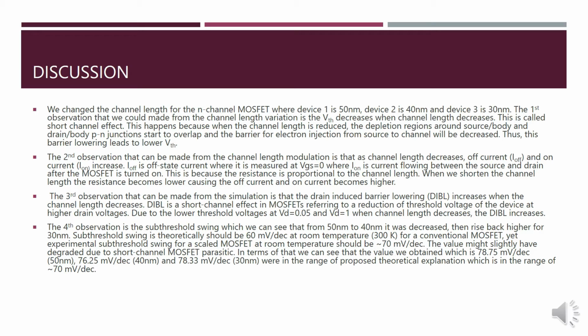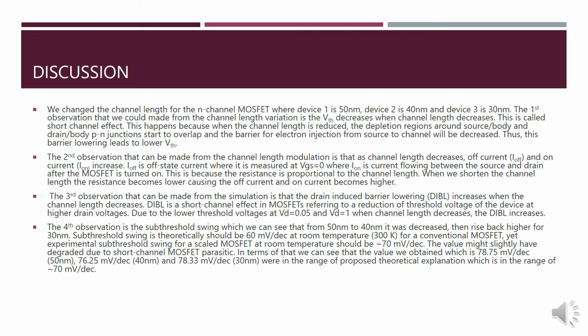The observation that we could make from the channel length variation is that threshold voltage decreases when channel length decreases. This is called short channel effect. This happens because when the channel length is reduced, the depletion regions around the source-body and drain-body PN junctions start to overlap, and the barrier for lateral injection from source to channel will be decreased. Thus, this barrier lowering leads to lower threshold voltage.